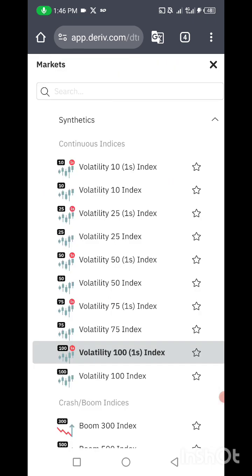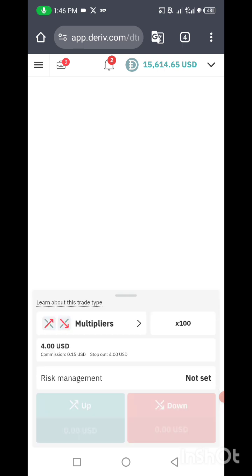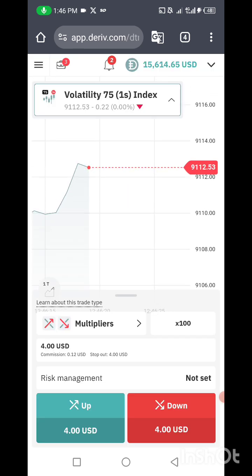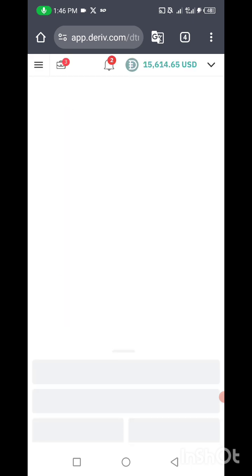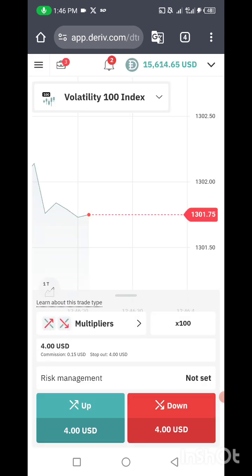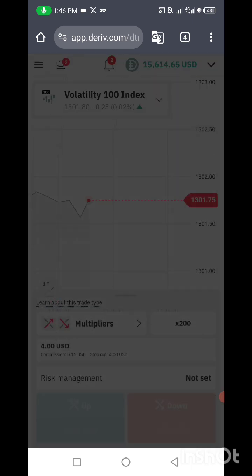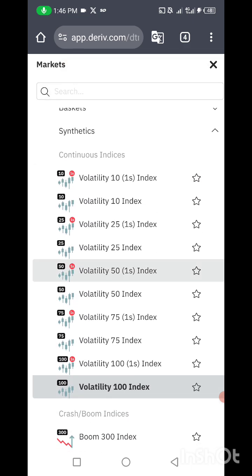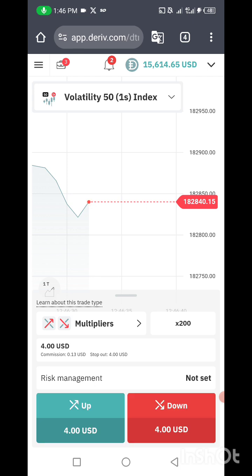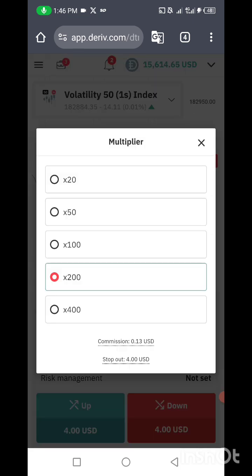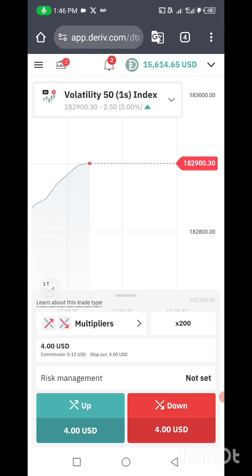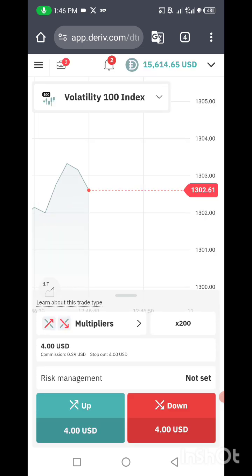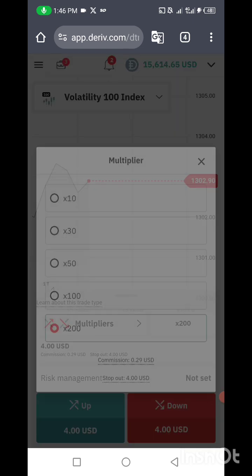Other volatility or continuous indices also have different spectrum, like different values. So we'll be dealing with volatility indices. Boom and crash market also have multiplier, but we will not be trading boom and crash because of the odd level requirement.